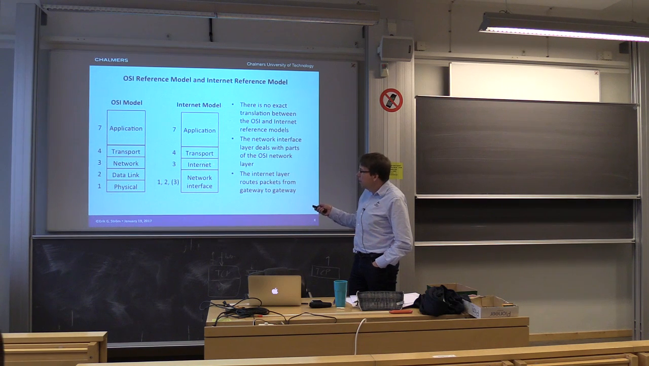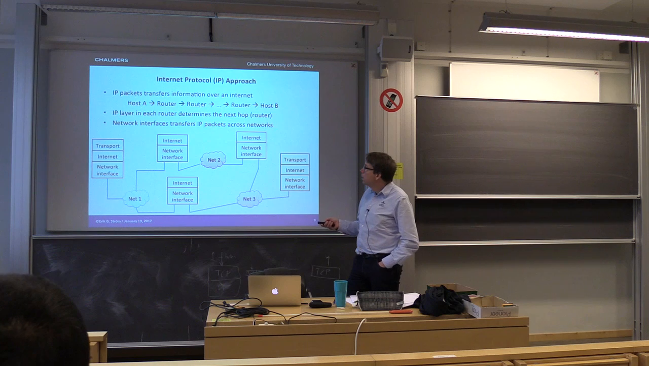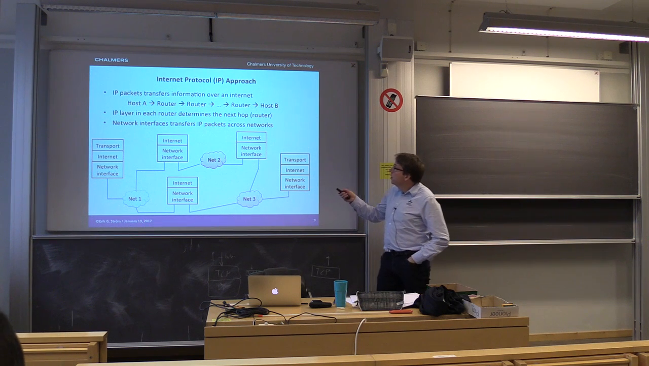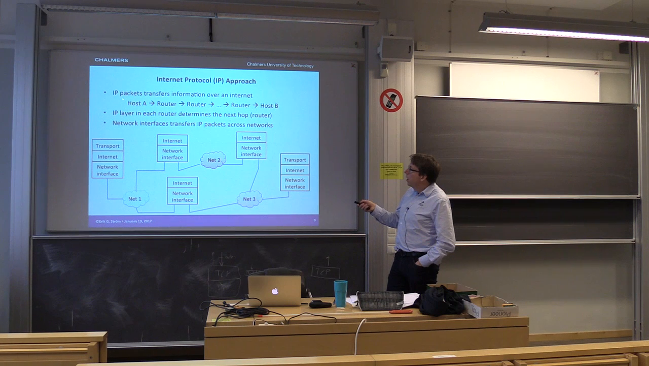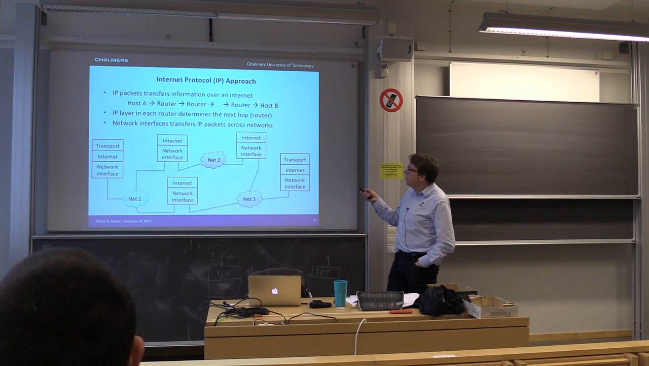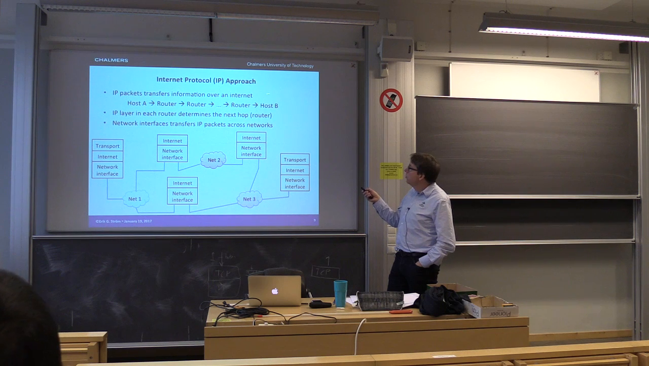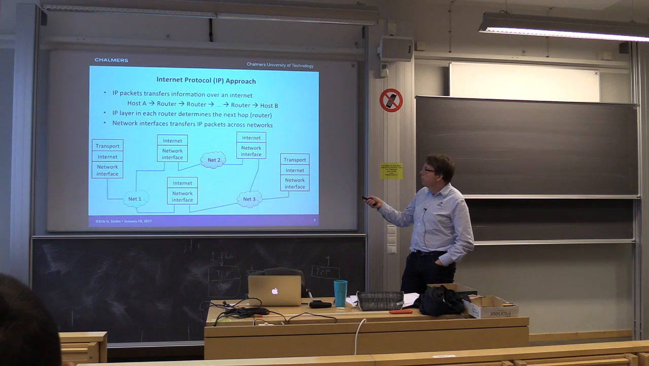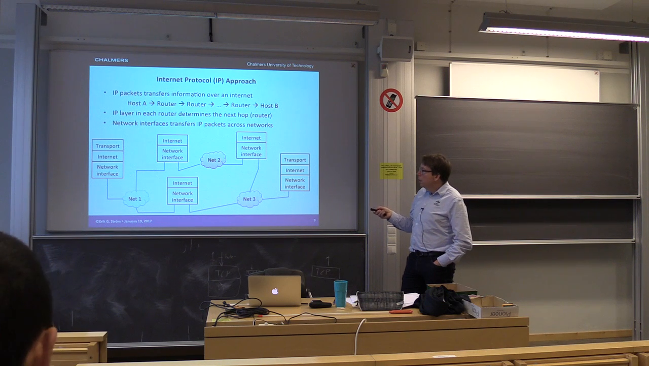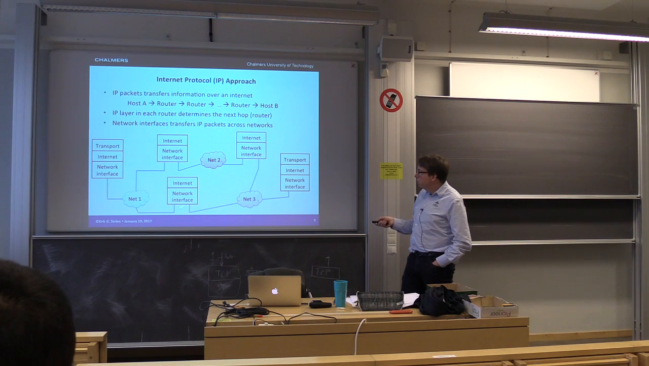This internet layer is sometimes also called the IP layer. IP, Internet Protocol, is what makes this internet tick. It creates the network of networks, so it should be able to work over different network technologies. An IP packet transmits information over an internet. It starts at a host A and should arrive at a host B. It goes from host A to a router, to a router, to a router, and so on, until it reaches the end destination. These routers are these boxes here.